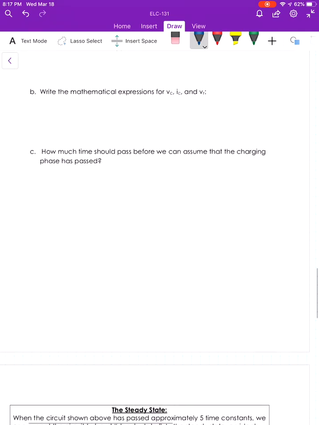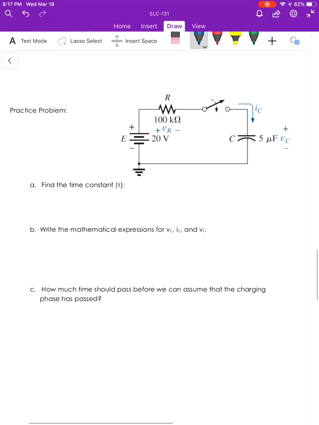Okay, let's look at a second problem here. So here we have just one resistor. So if we're looking for the time constant, remember that is R times C, which in this case is the 100 kilo ohm resistor times 5 microfarads. So we're looking at about half a second, or 500 milliseconds.